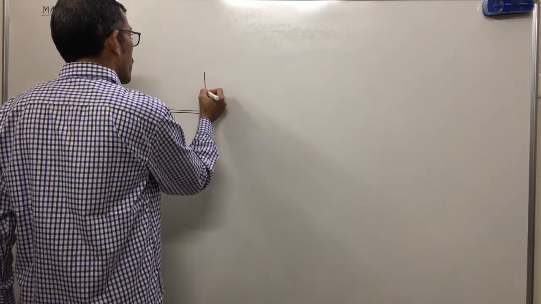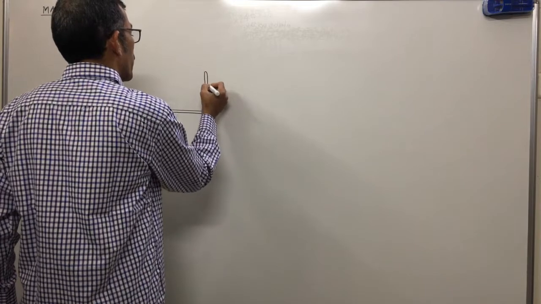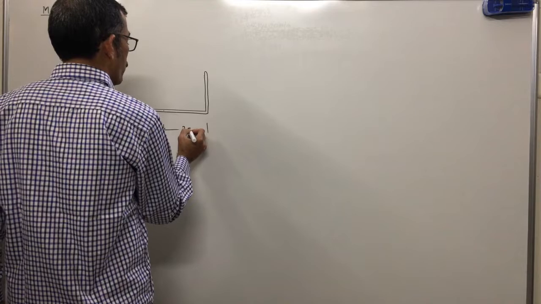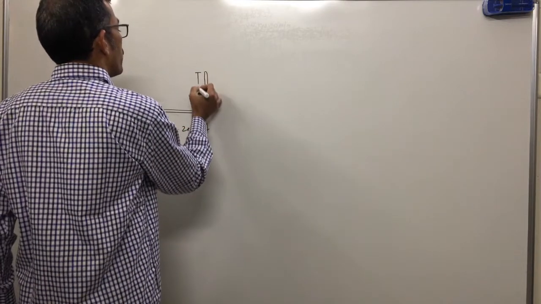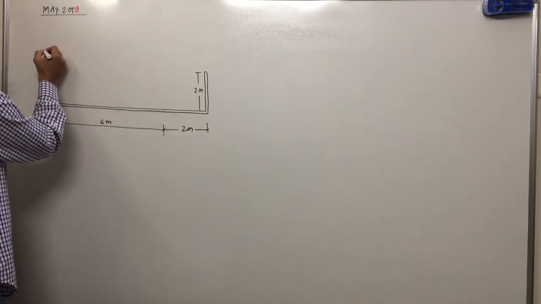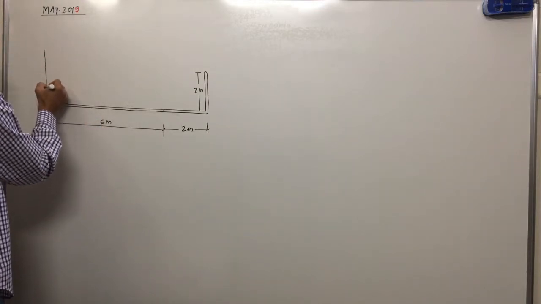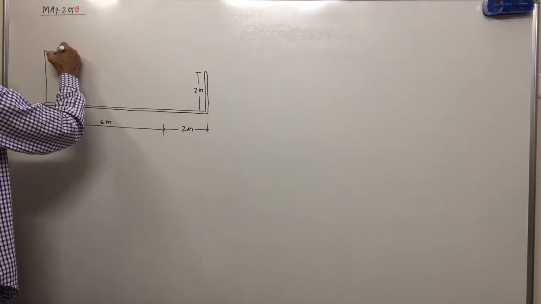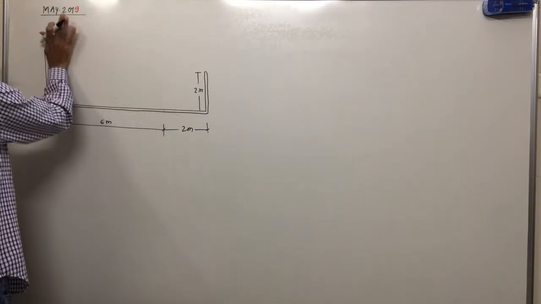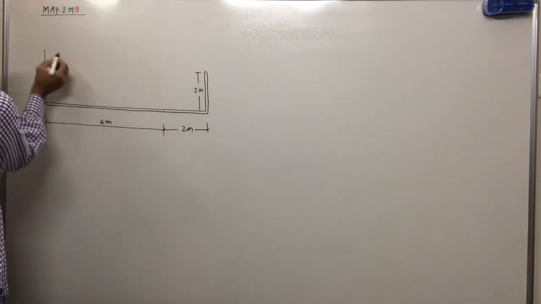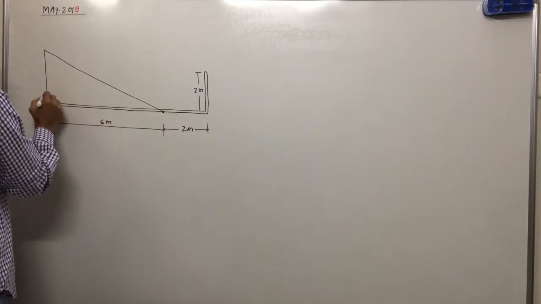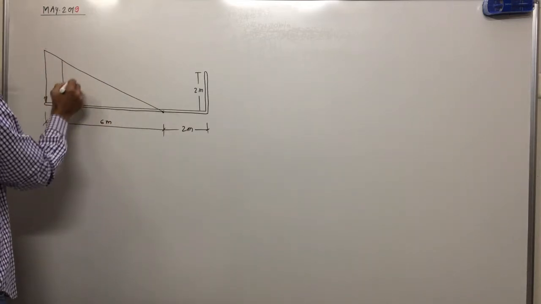And there is a vertical portion of the bar like this. This dimension is 2 meter and this vertical is what? 2 meter. In this 6 meter, what is given? There is one UVL, something like this. It is up to this location. This is a UVL. UVL is acting in downward direction.